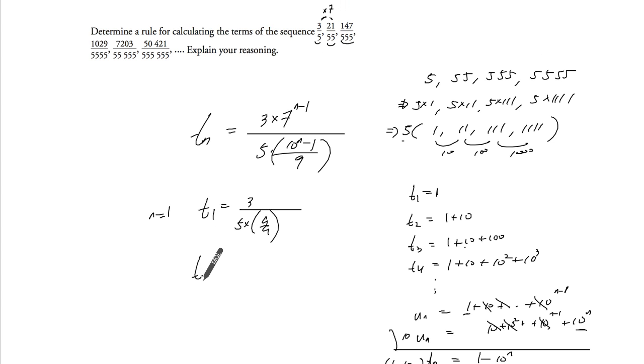Good, it works. T2, you get 100 minus 1 over 9, so it's 3 over 5 times 99 over 9, that gives you 11. That works, gives you 55. So that's the formula. Quite complicated.